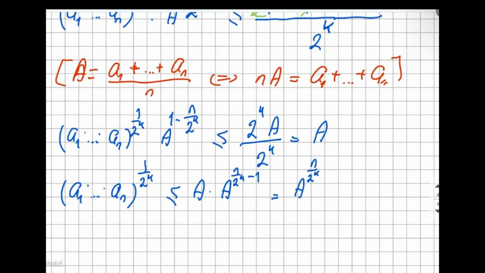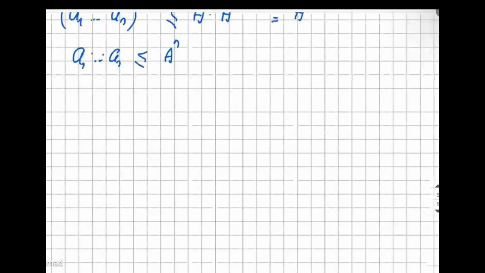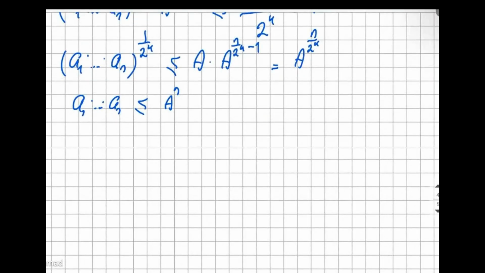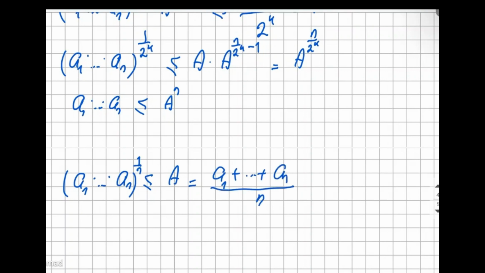Okay, so now what we have is just a1. If we take all of this to the power of 2^k, we get the multiplication of all of these a's smaller or equal to a to the power of n. Now let's take the n-th root. And this is just a1 times an to the power of 1 over n, smaller or equal to a, and a is of course just the average, that's a1 summed up until an divided by n. And that's the AM-GM inequality in n terms.